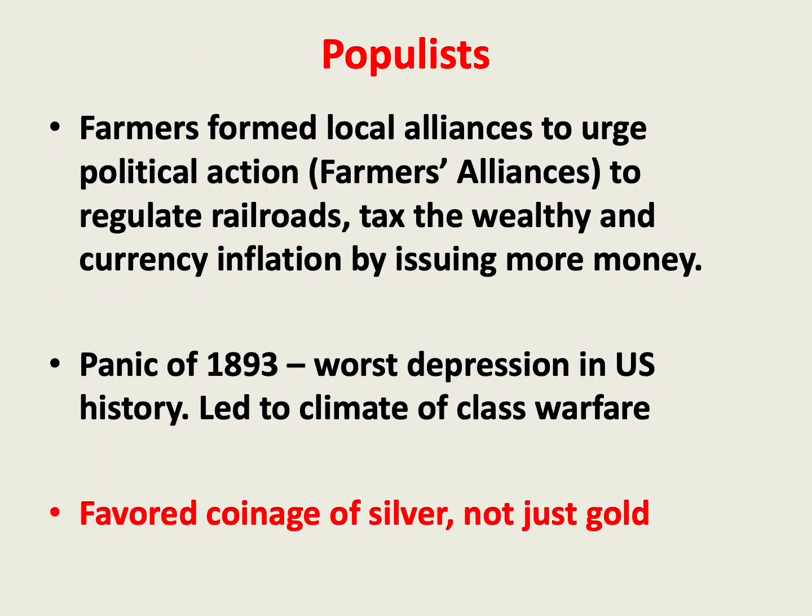So now we're going to talk about the populist movement. As the name suggests, a populist believes that they're reflecting the concerns of the popular people. The farmers formed local alliances to seek political action to regulate the railroads. They wanted to tax the wealthy more. And they wanted currency inflation by issuing more money.